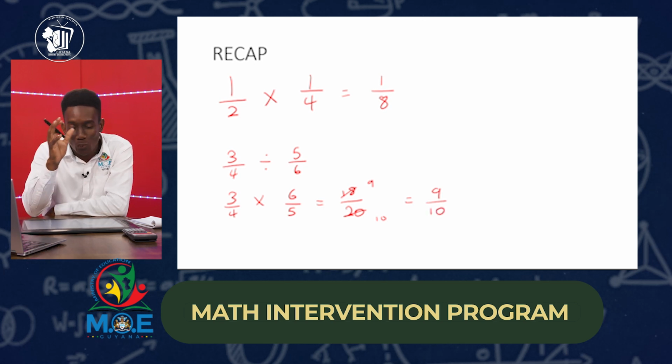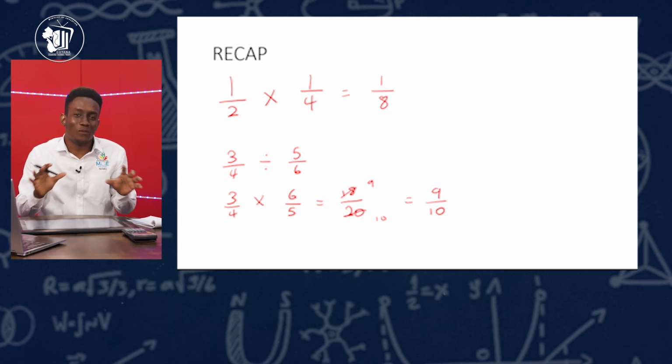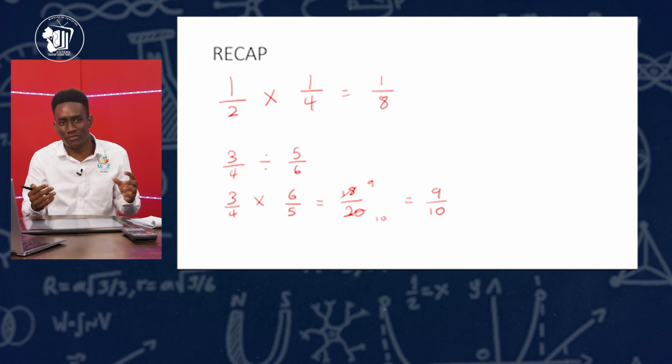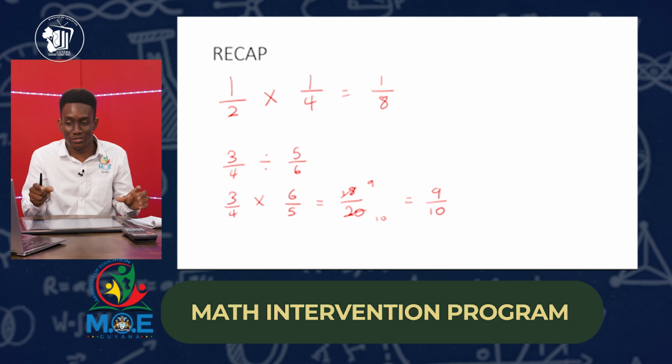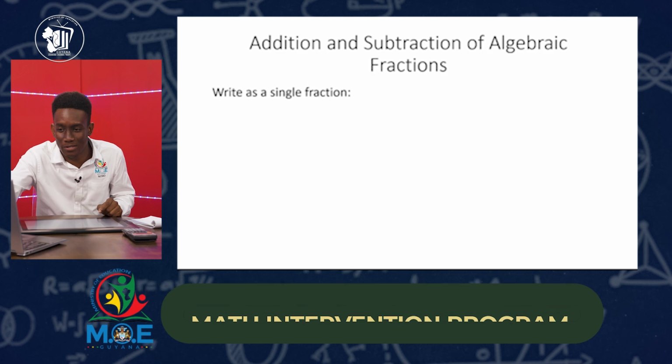And when we are dealing with algebraic fractions, you guessed it, the same rules will apply. When you're multiplying, you multiply the top by the top and the bottom by the bottom. When you're dividing, you flip and you change the division to multiplication. And that is the beauty about mathematics. The same rules apply across the board. So let's head into some examples.